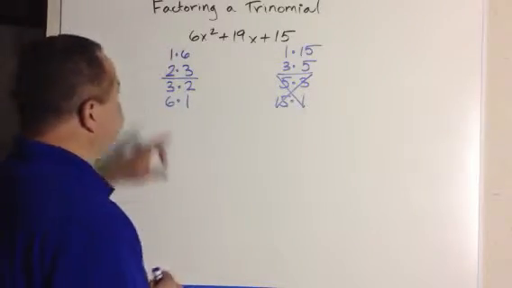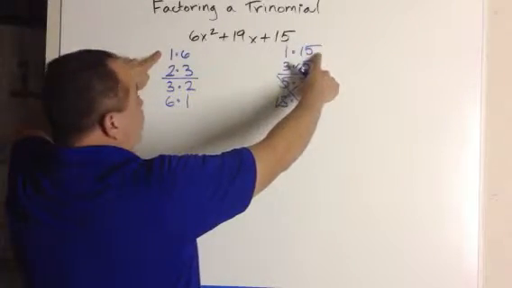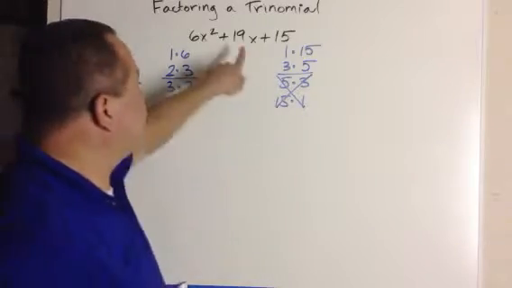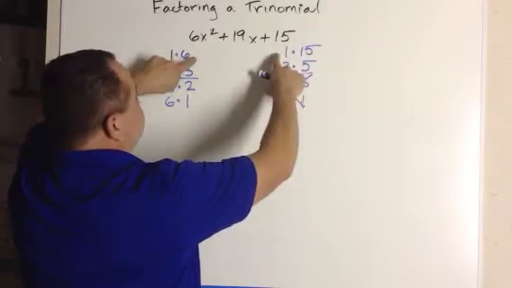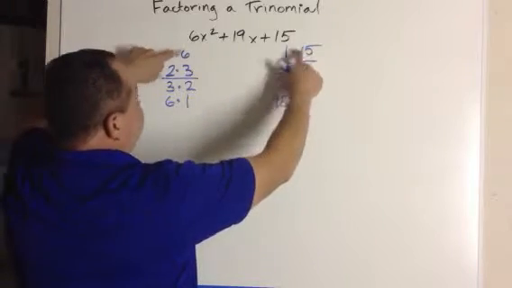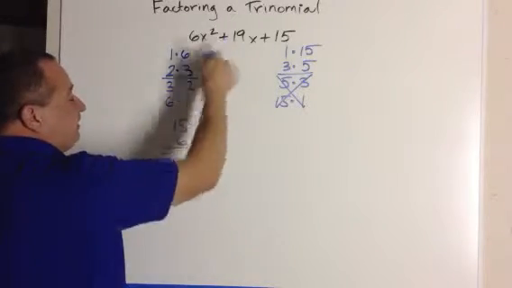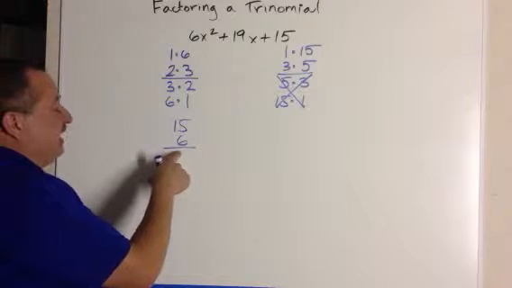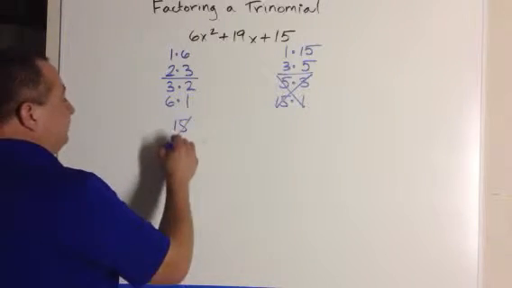Let's begin with the problem now. I'm going to have to multiply my outer factors, and I'm going to have to multiply my inner factors. And I'm going to add those two numbers, or subtract those two numbers, and I should get 19. Okay? Let's see here. 15 and 6. 1 times 15 is 15. 6 times 1 is 6. So 15 and 6, can that possibly give me 19? If I add that, I'll get 21. If I subtract it, I will get 9. So that's not going to work.